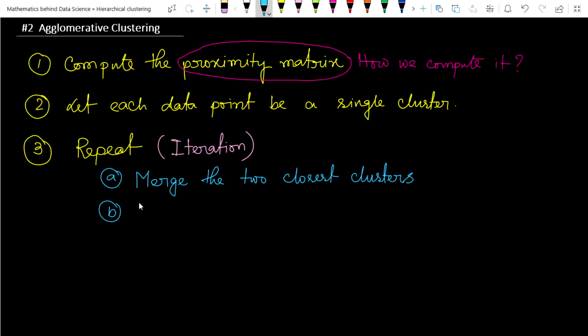In the second step of each iteration, after merging the two closest clusters, we have to update the proximity matrix that we calculated at the beginning of our algorithm. Okay, we have to update the proximity matrix. That's the thing we have to repeat.